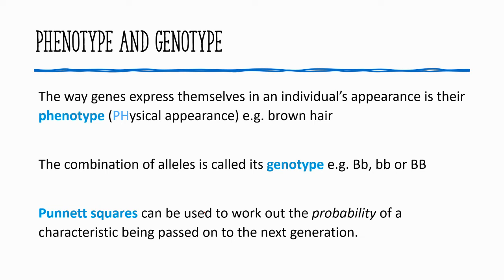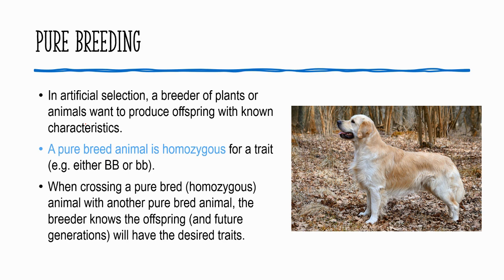Now, going over these words, phenotype means the physical appearance or the physical expression of the gene. So for example, if we're talking about hair color, brown hair would be the phenotype, and the genotype is the two alleles that you have. So there are only three versions of the genotype: homozygous dominant, heterozygous, or homozygous recessive. Punnett squares can be used to work out the probability of a characteristic being passed on to the next generation. We're going to look at Punnett squares in a future video.